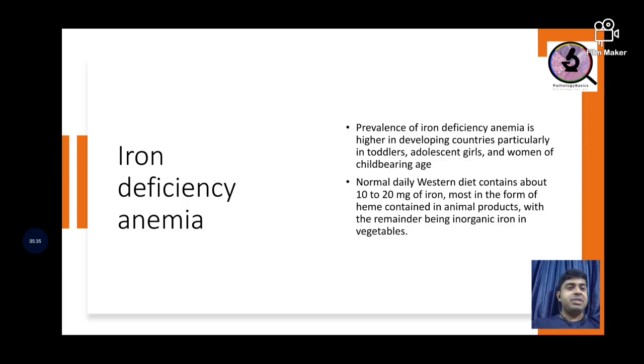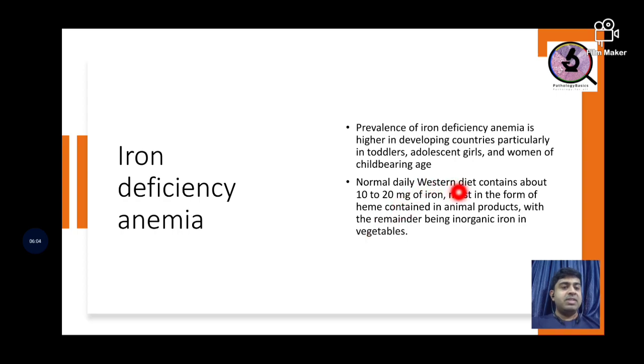The prevalence of iron deficiency anemia is very high in developing countries. It is seen in toddlers, adolescent girls, and women of childbearing age. There are various causes for that because of lack of nutrition. Of course, people do not get enough nutrition, do not get enough iron. Adolescent girls, because of menstruation. Women of childbearing age, due to repeated childbirths with very little interval between two children.